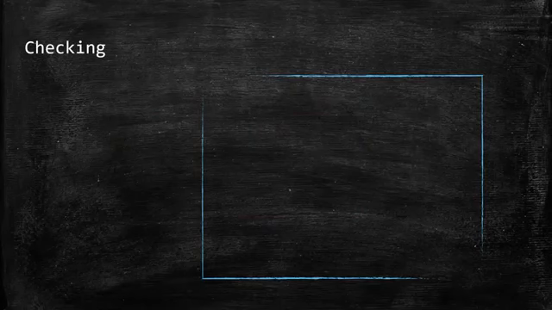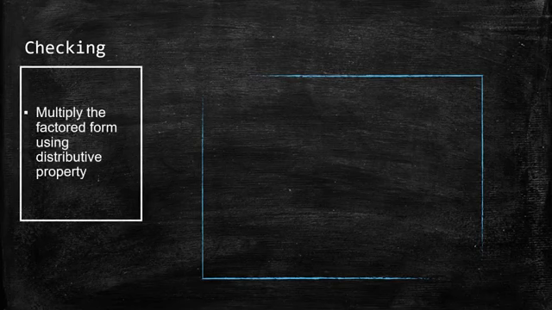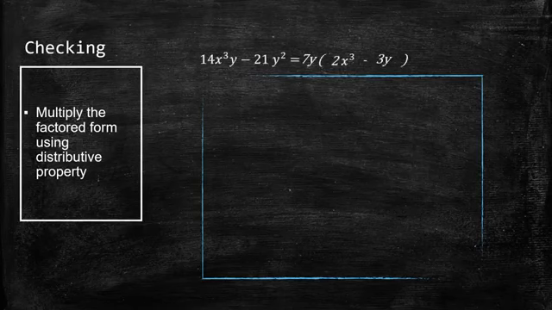Okay? So, checking, all you have to do is multiply the factored form using distributive property. So, let's have the first example. We have 14x cubed y minus 21y squared. The factored form is 7y, close and open parenthesis, 2x cubed minus 3y. You write it down, the factored form.